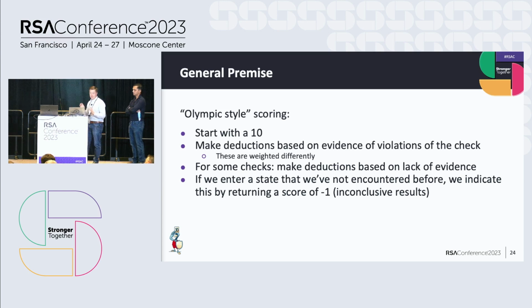In general, we have kind of a principle of Olympic-style scoring. So start with a 10 and make deductions from there. For the most part, every individual check is weighted a little bit differently, scored a little bit differently. And for some checks, we're actually making deductions based on the lack of evidence rather than evidence of something that's not working. And then there is a possible state of having a -1. If you ever see a scorecard with a -1, that means something went wrong. We're just following the standard practice of using -1 for error.